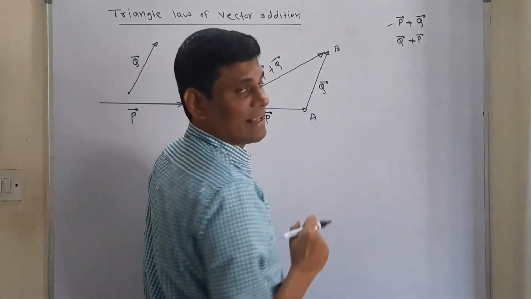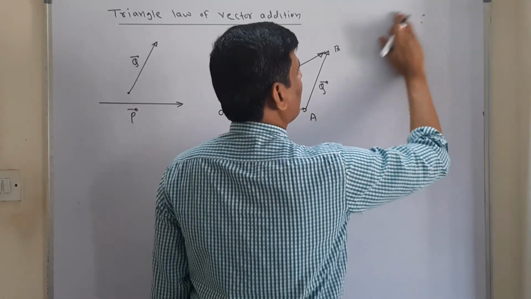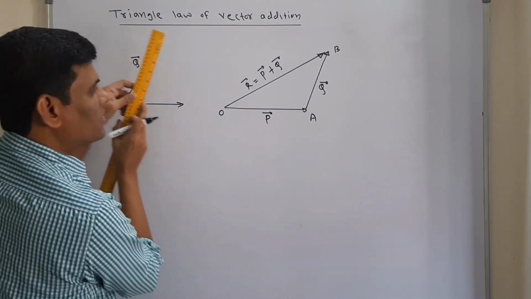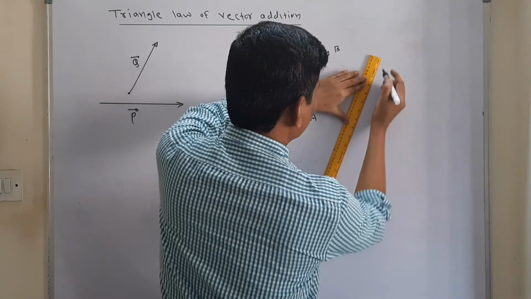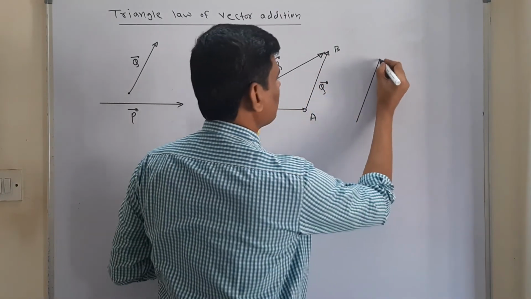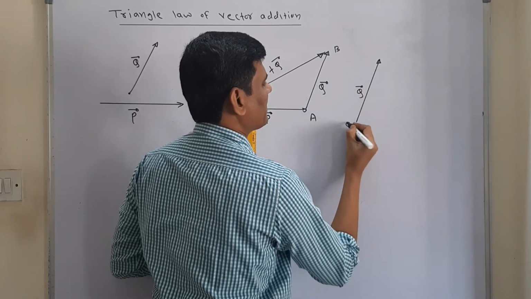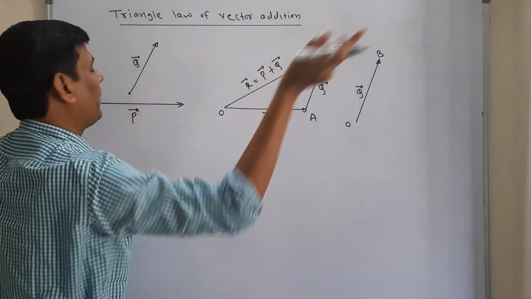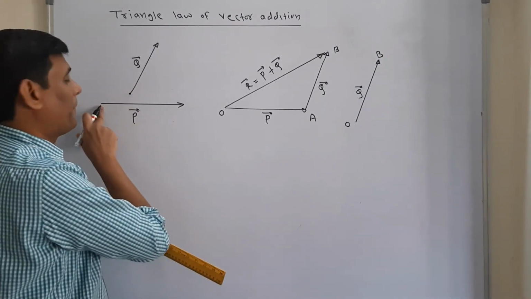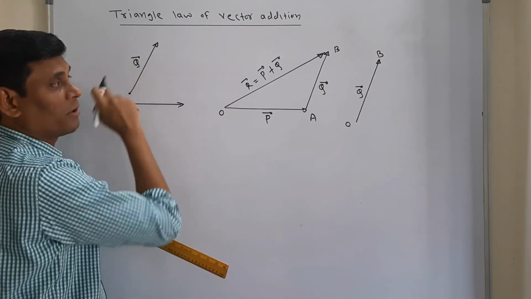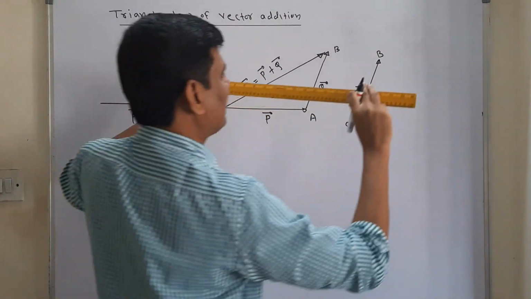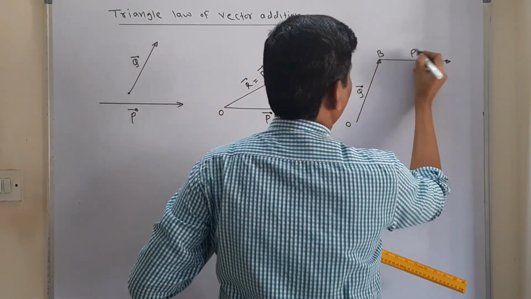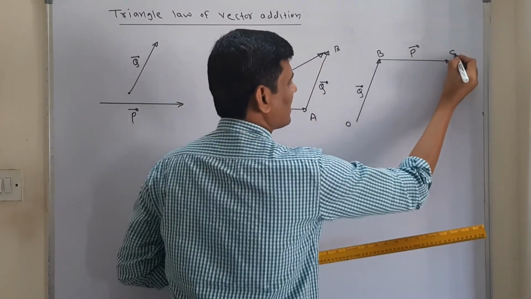You can do Q plus P also. If I want to do Q plus P, I have to take Q first. So I took Q first. So this is vector Q. Let us represent it by OB. You can use any symbol. Then for Q plus P, P is the next vector. So the tail of P must be on the head of Q. Where is the head of Q? At B. So I'll take vector P here like this. This is vector P. Let us call this point C.